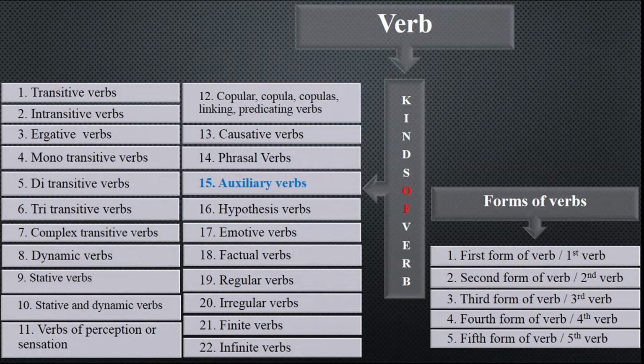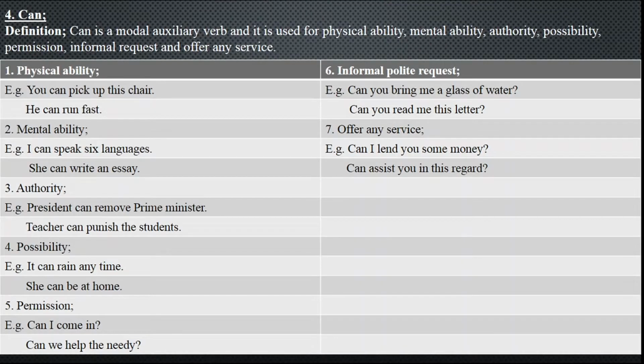We are discussing the 15th kind of verb that is known as auxiliary verb. And in auxiliary verb, we are talking about the modal auxiliary verbs. We have already discussed must, ought to, should, and today we are going to discuss the modal auxiliary verb can. Definition: can is a modal auxiliary verb and it is used for physical ability, mental ability, authority, possibility, permission, informal request, and offer any service. So there are 7 usages of modal auxiliary verb can, which we will be discussing one by one.